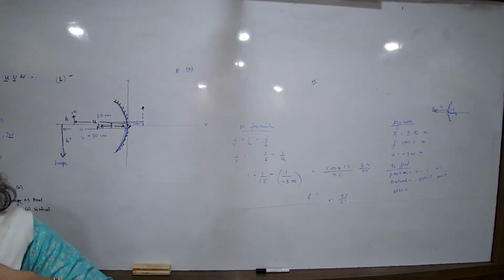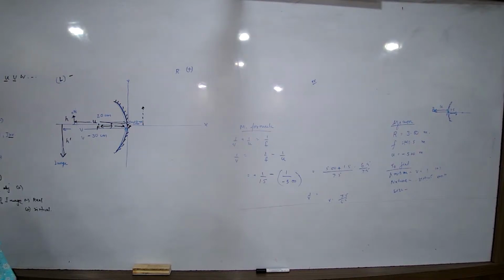Numericals are given. This is what you have to do in your notebook. Is that okay? Numericals are given on page number 79. Even here, this is all numericals. Applications of the mirror formula is given on page number 80. Only two things, 2 lines. That's all. Should be easy.